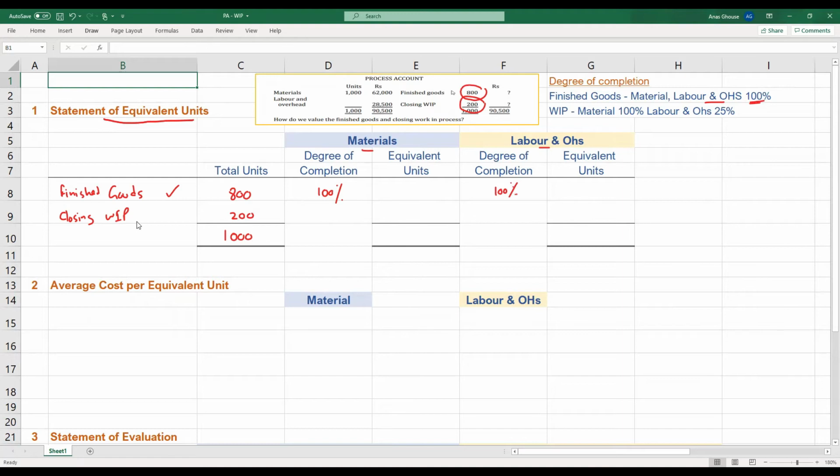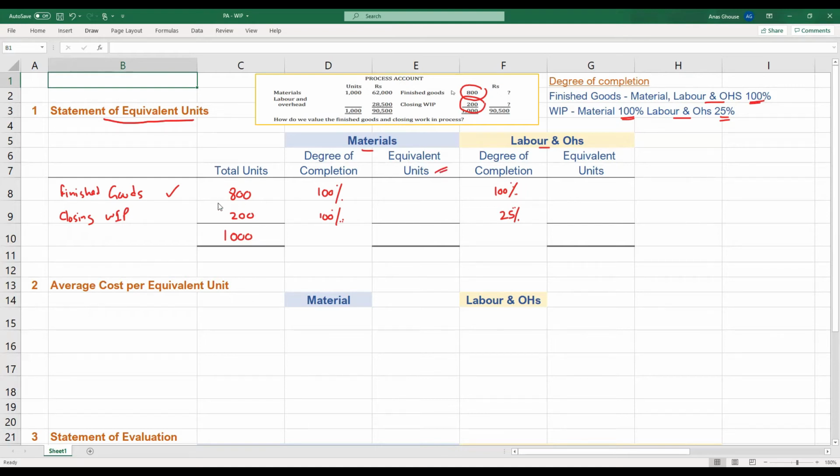Then, closing work in progress, material is completed 100%. So therefore, you can take 100%. However, labor and overheads only 25%. Now, let's calculate the equivalent units.